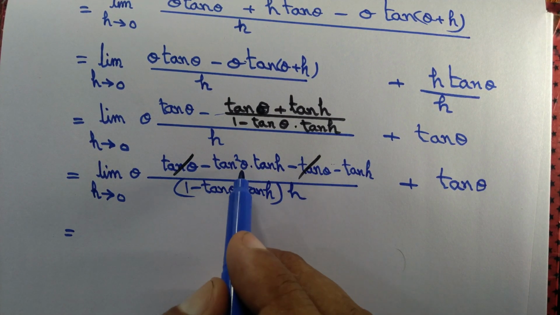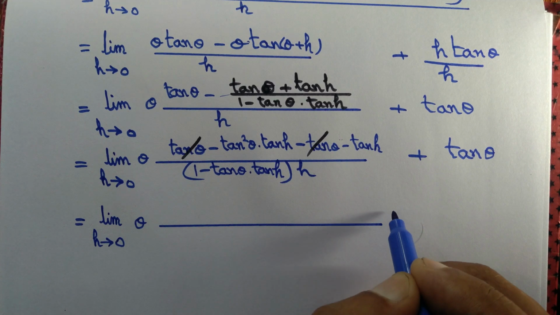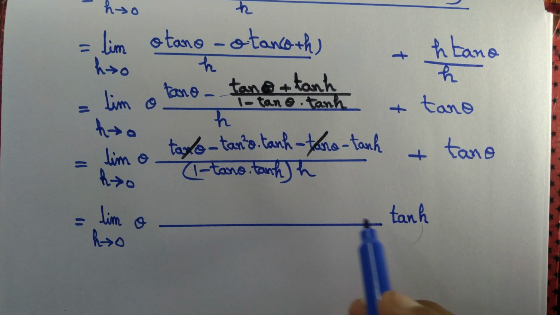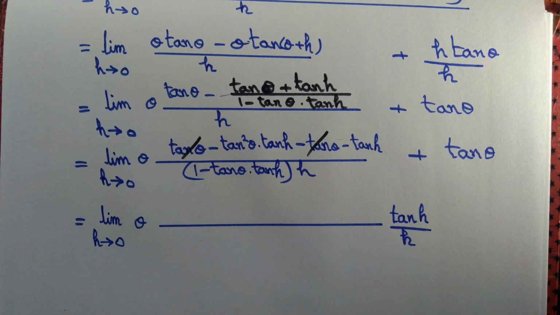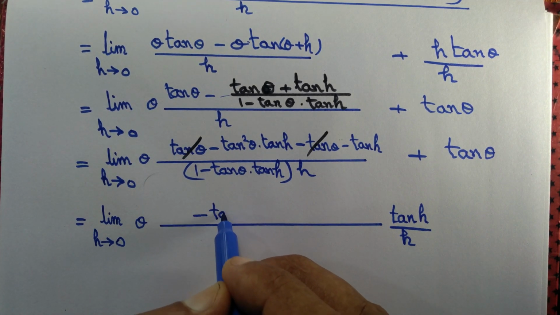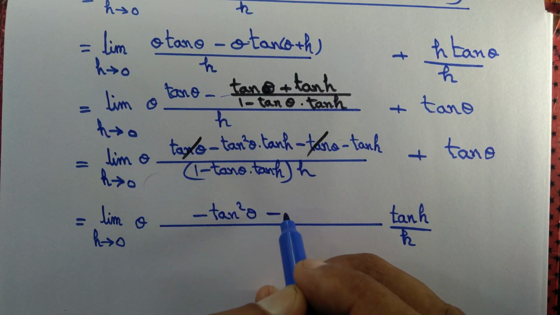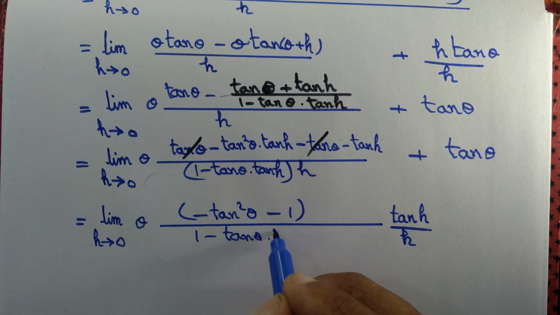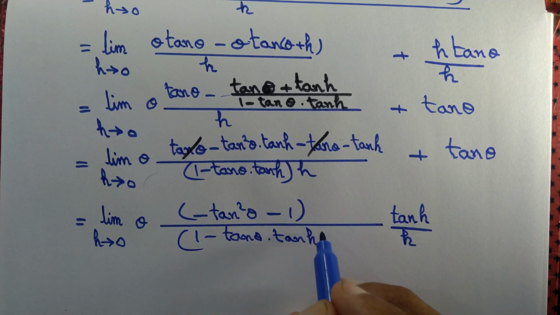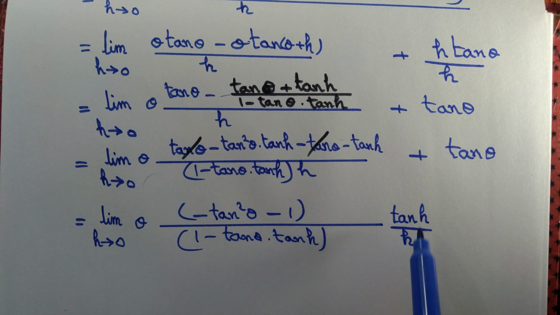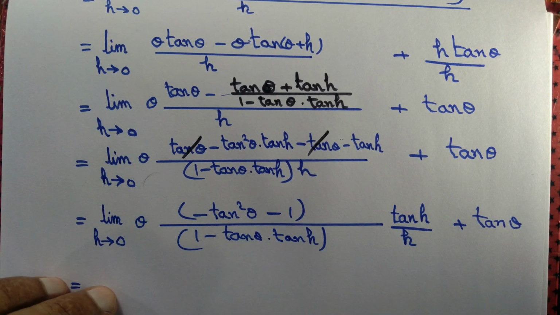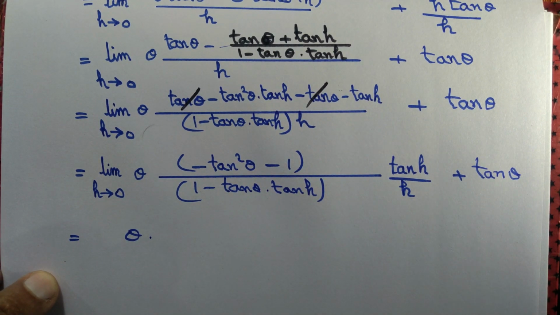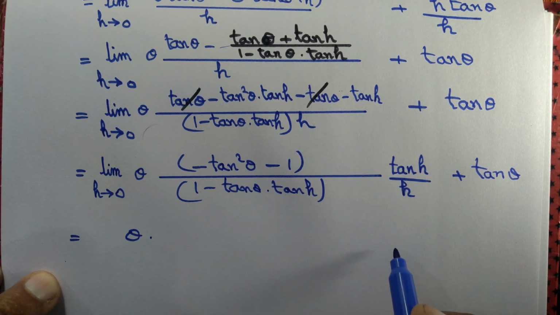Now we see that we can take tan h common, so we take tan h common and route it outside of the fraction. Let's write h also outside the fraction. We will be left out with minus tan square theta minus 1, and then 1 minus tan theta times tan h. You see that limit h tends to 0, tan h by h is simply 1. Can we calculate this limit? Of course, yes. As h tends to 0, theta do not change, so we write as it is. As h tends to 0, tan h by h tends to 1.